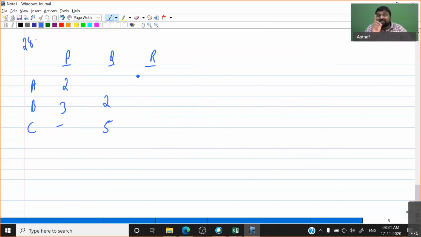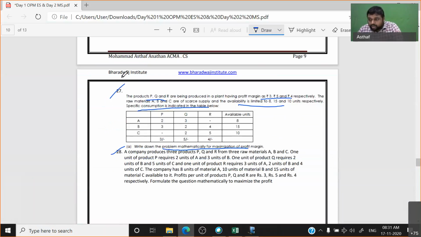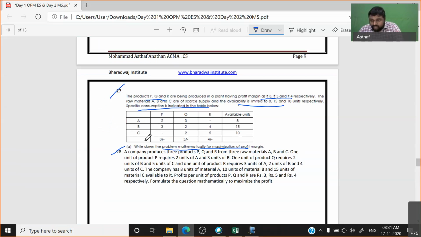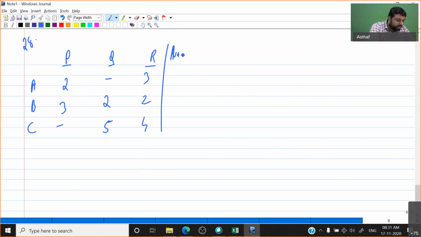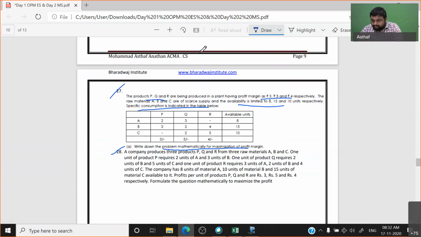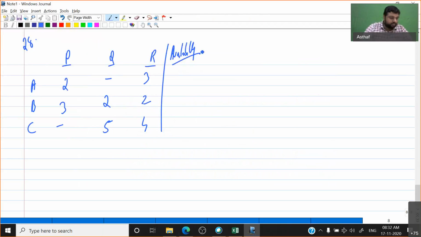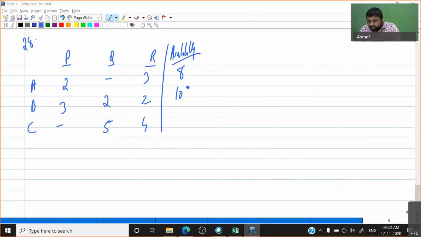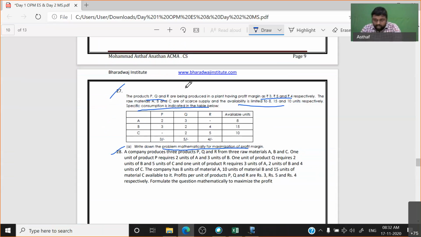See, look here, like that you should understand. Next, 1 unit of R requires 3 units of A, 2 units of B, and 4 units of C. Next, the company has 8 units of material A. So the availability: we have 8 units of A, 10 units of B, and 15 units of C.